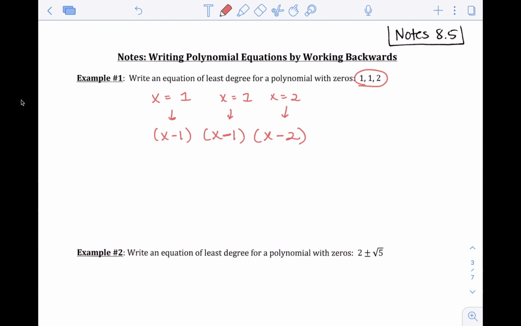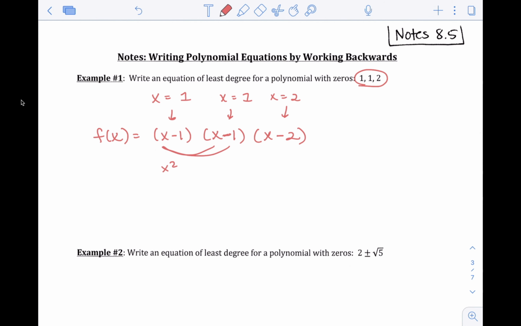You're still going to have to FOIL that out to get your polynomial. So x equals 2 is your third x-intercept, your third zero, so it came from x minus 2. This is all well and good, and if I had told you that you didn't have to FOIL, then you could have stopped right there. But when I ask you to write out the whole equation, you're going to have to FOIL. So let's do that. I'm going to start with x minus 1 times x minus 1.